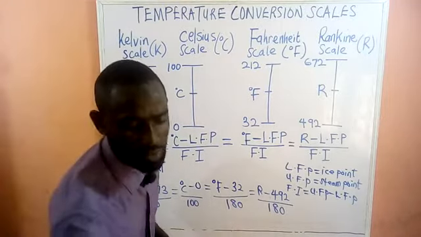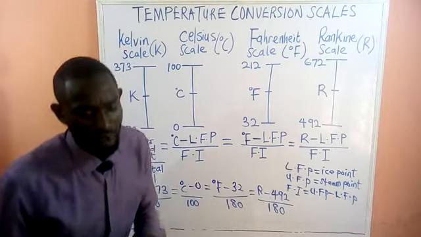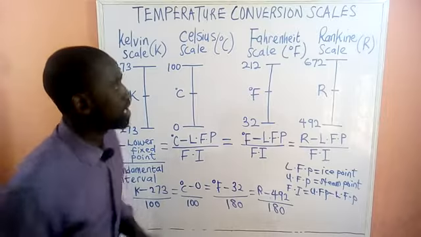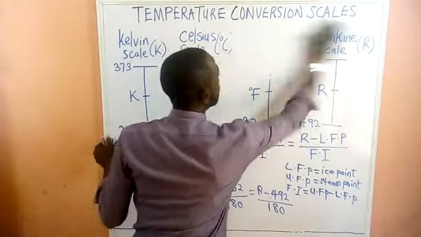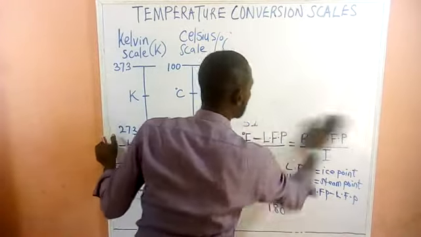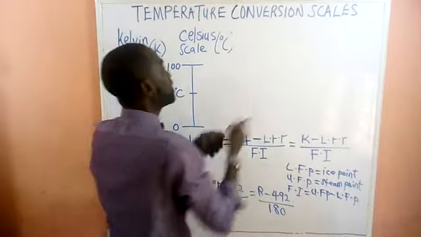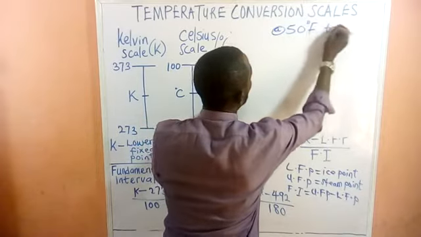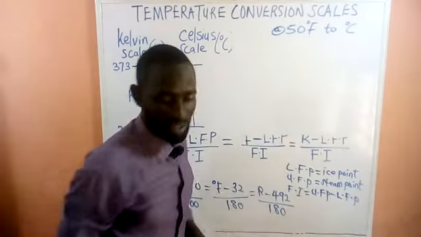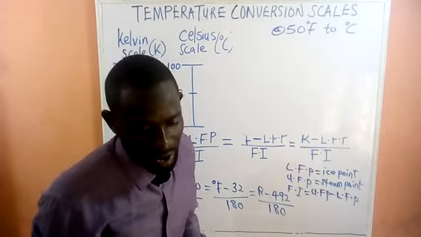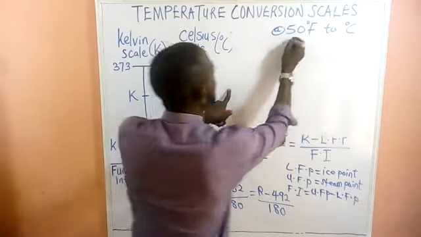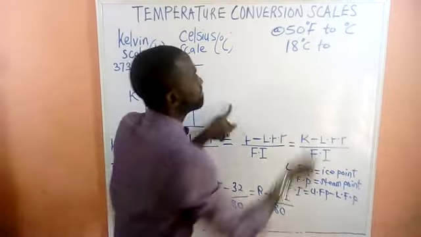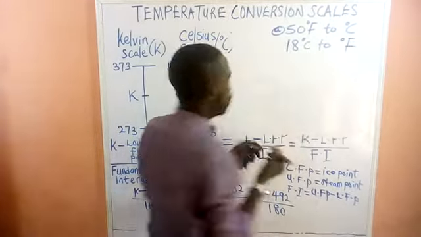Let's solve some questions. We have two questions to be solved here. We have to convert 50 Fahrenheit to the Celsius scale. Permit me to wipe this place up. Are you with me in class? So we are asked to convert, first question, 50 Fahrenheit to the Celsius scale. And second question, we are asked to convert 18 Celsius to the Fahrenheit scale.